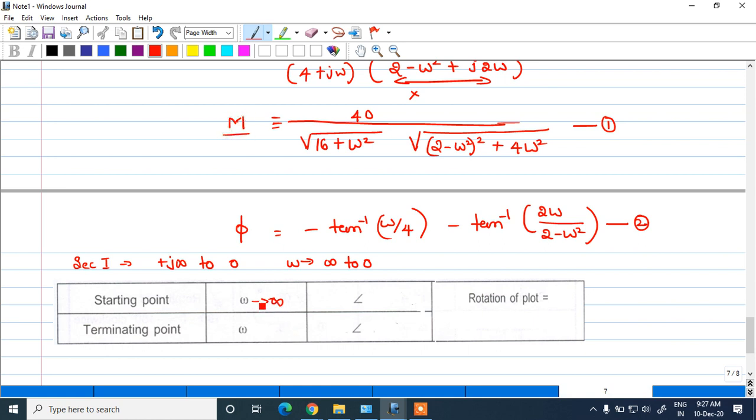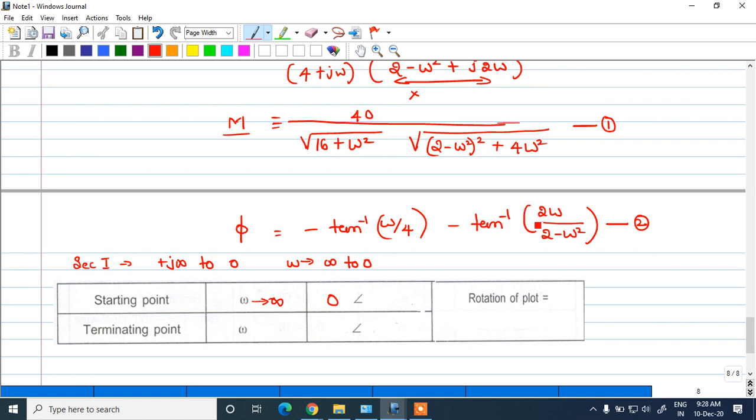What will be the value of magnitude? 0, perfect. And angle? Okay, let me make a statement here. You can directly say that for tan inverse of omega by 4, I will substitute omega as infinity and I will get 90 degree. So that will be minus 90 degree.